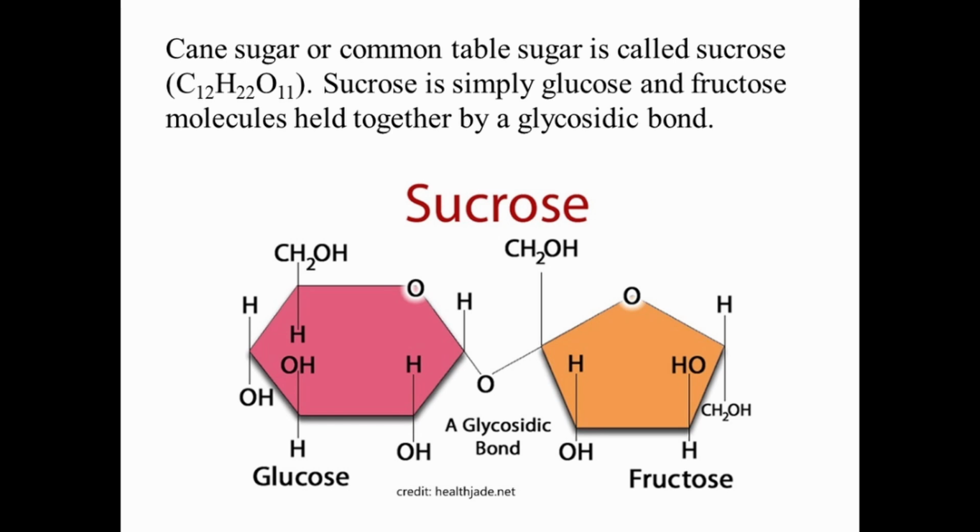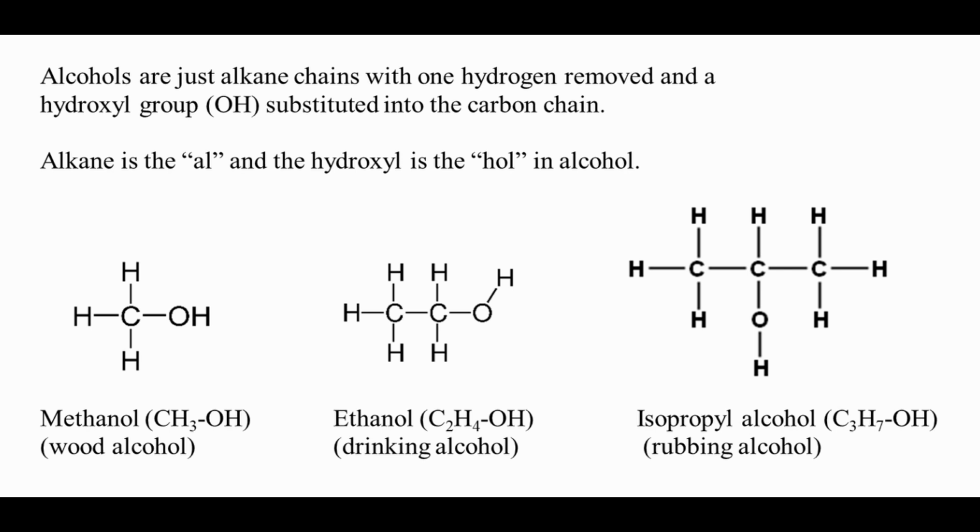Cane sugar or common table sugar is called sucrose, C12H22O11. Sucrose is simply glucose and fructose molecules held together by a glycosidic bond. As we know from the making of beer, wine, and whiskey, sugar ferments into alcohol.